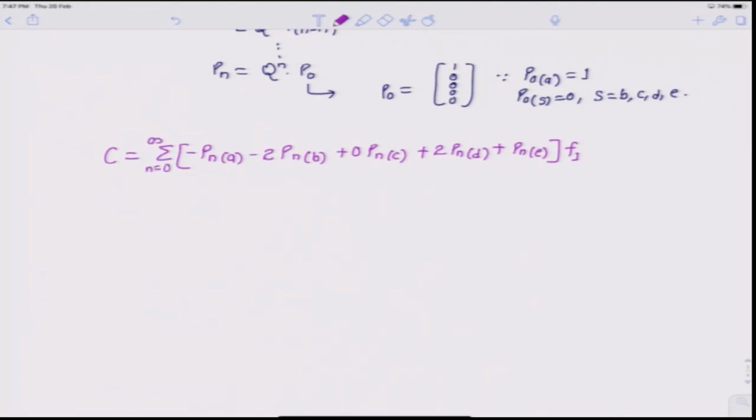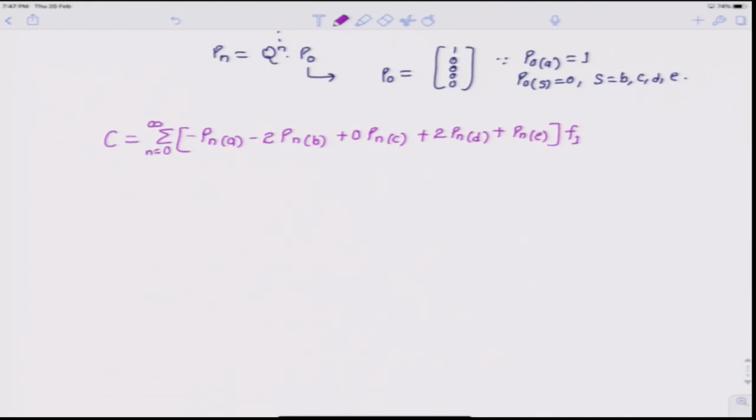So, n equal to 0 to infinity. Again, if we write this in the matrix form, we will get a factor of F1 times the matrix minus 1, minus 2, 0, 2, 1, times the matrix of Pn of A, Pn of B, Pn of C and so on. It is nothing but the matrix Pn. Now, let us denote this as matrix M.